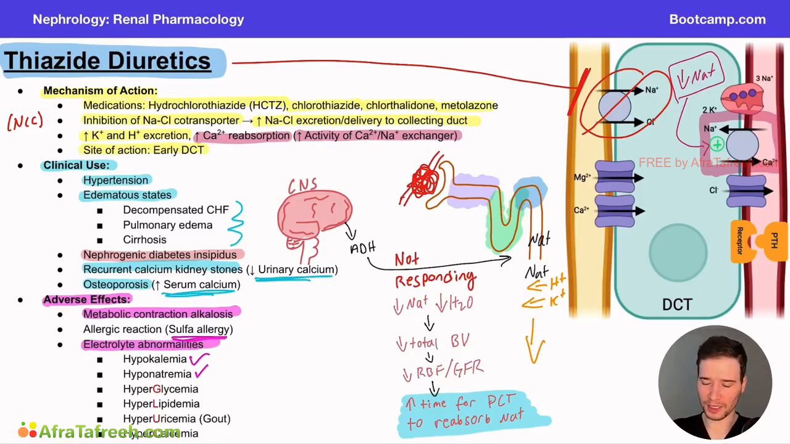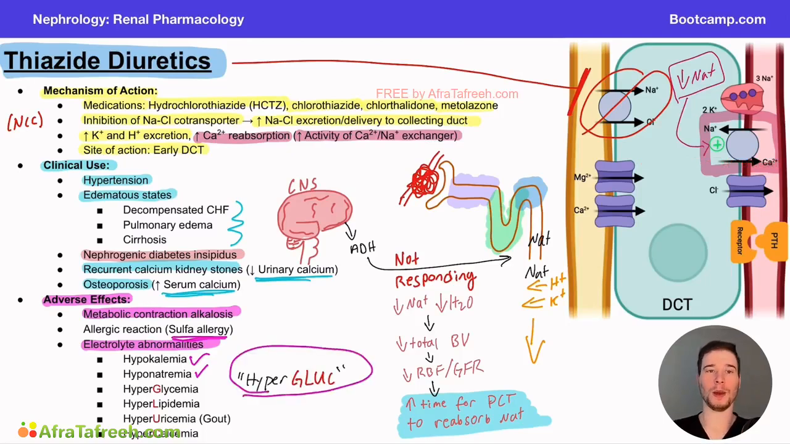And then finally, there's this nice little memory aid that a lot of people use called HyperGlook, and that is to remember that we can get hyperglycemia with these patients.